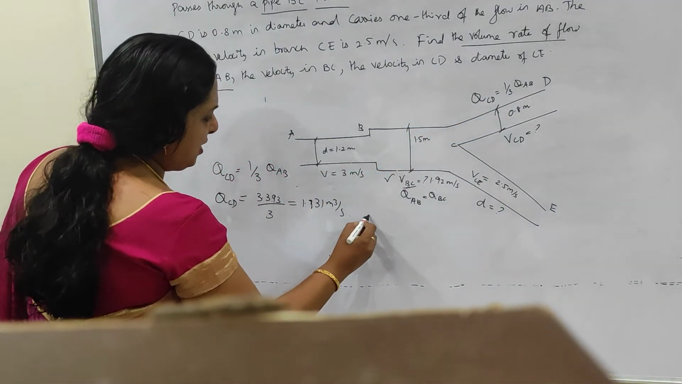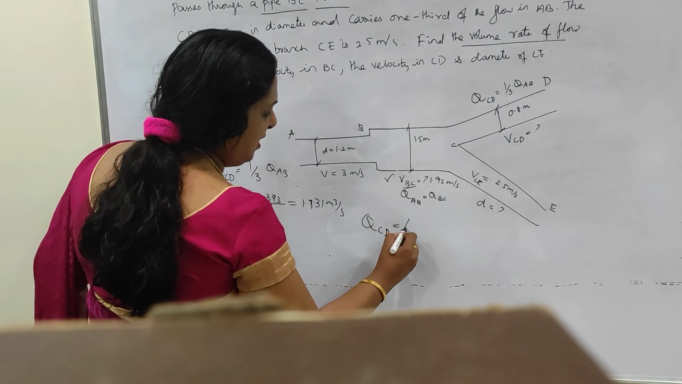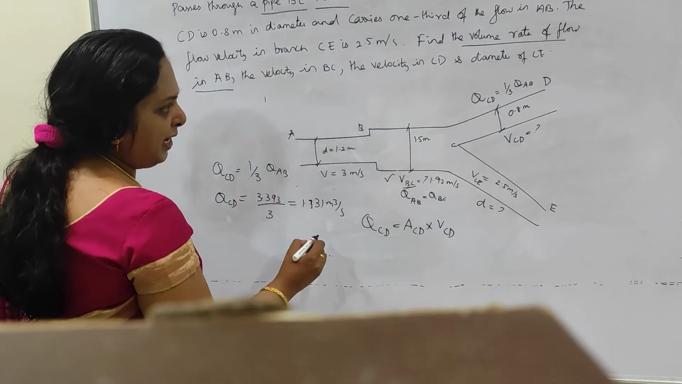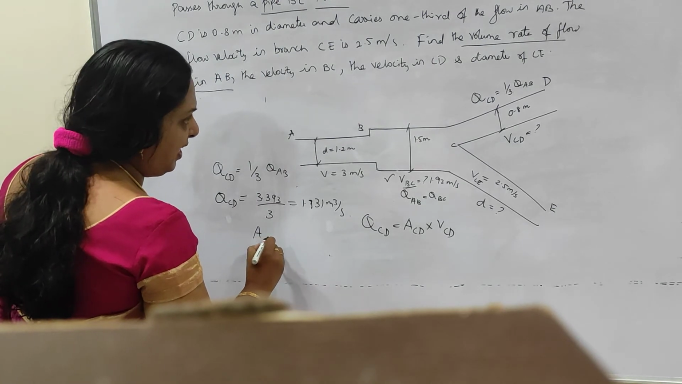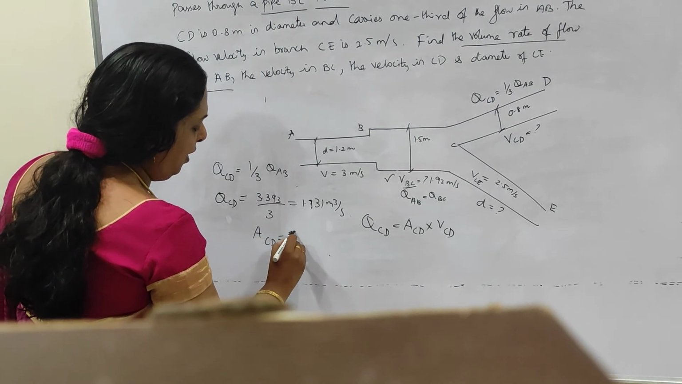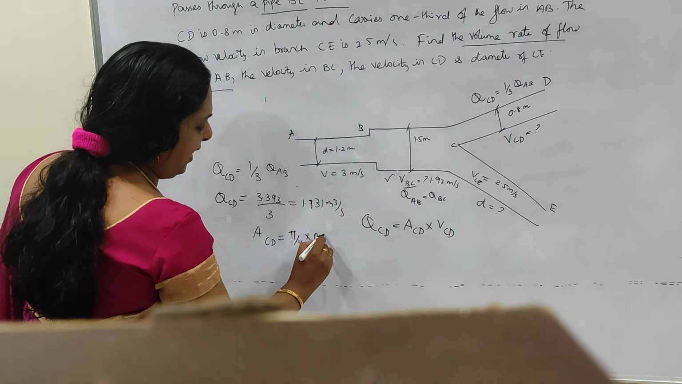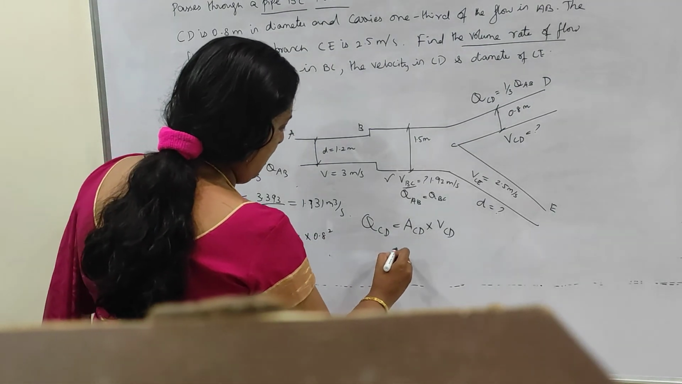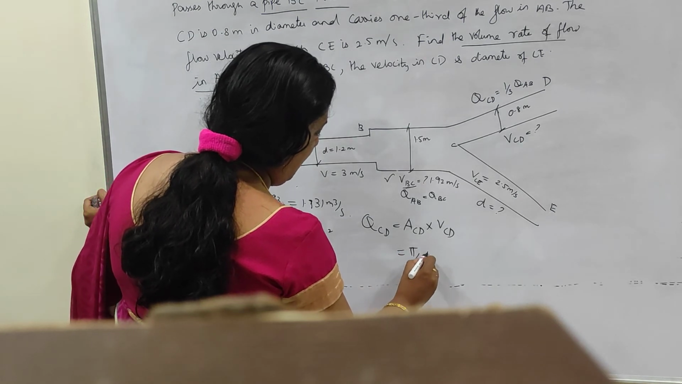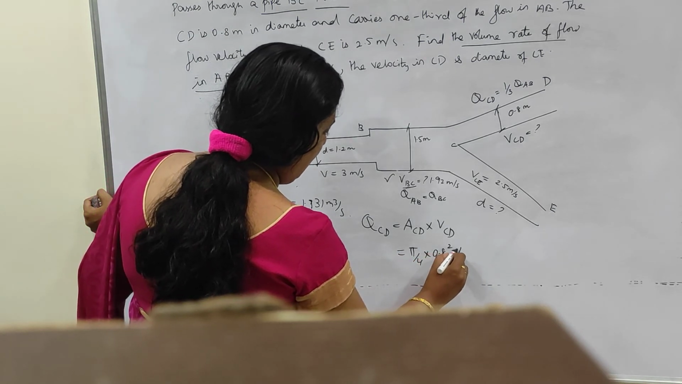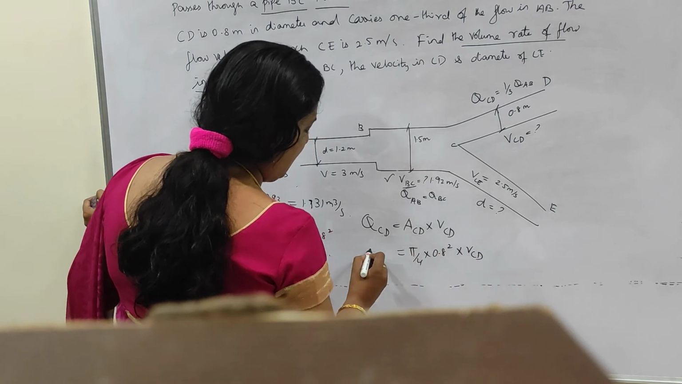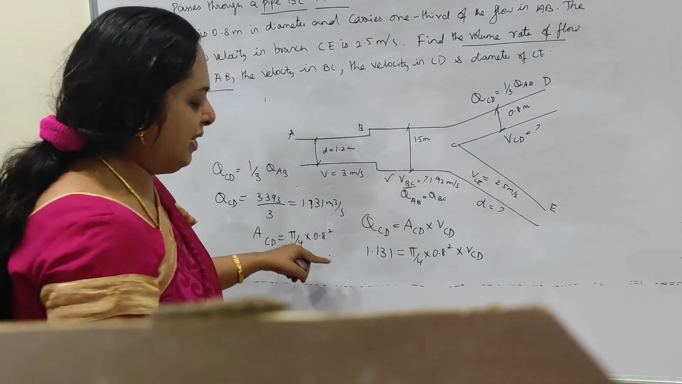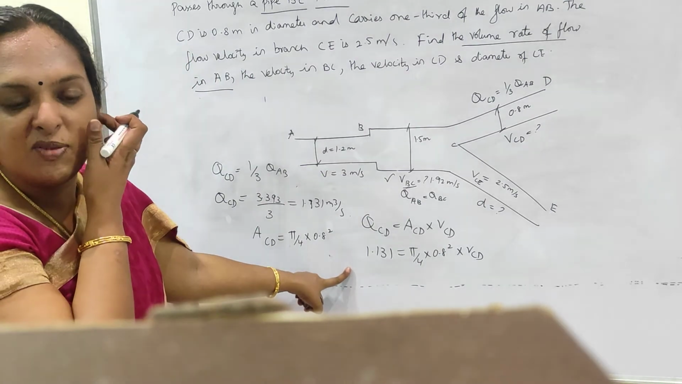What is my QCD? I can get it by the continuity equation. It is area into velocity, so velocity only I have to find out. What is the area? It is very easy. Area of CD will be equal to pi by 4 into 0.8 square, because 0.8 is the diameter here. So area will be pi by 4 into 0.8 square into VCD, because VCD is what I have to find out, and QCD is given, it is 1.131 meter cube per second. Just we have found out.